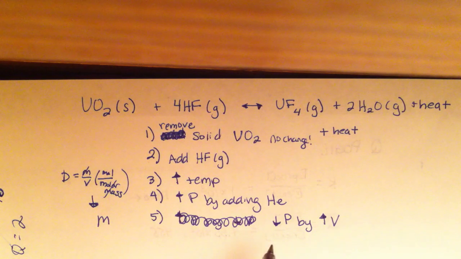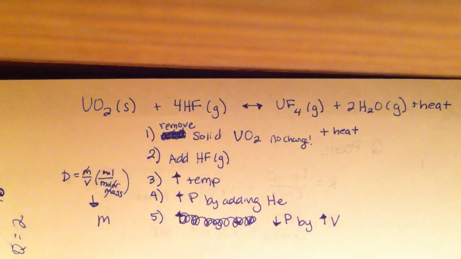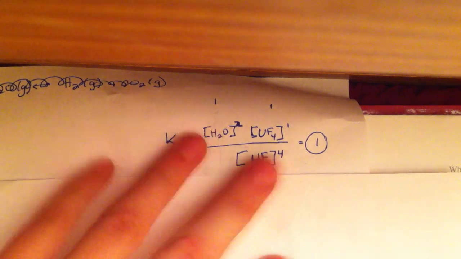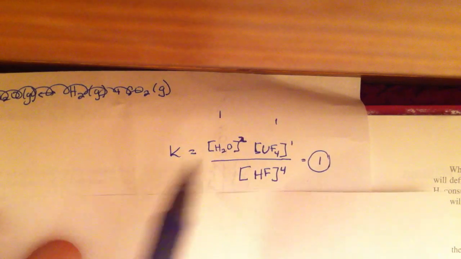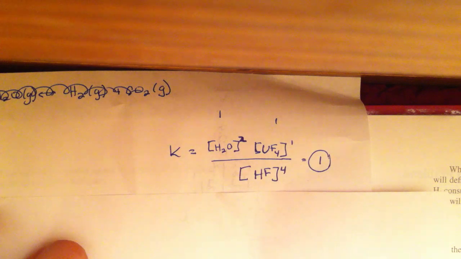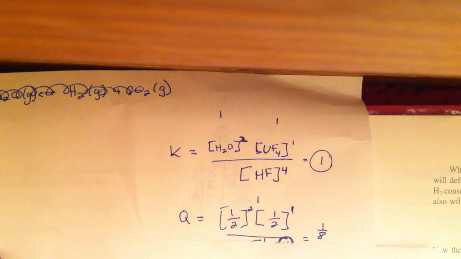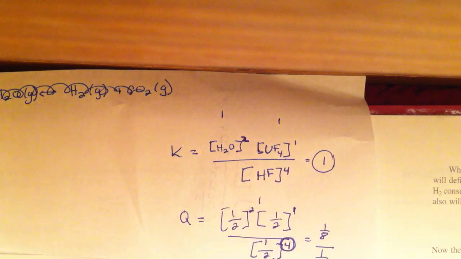And the last change that I have down here is, what if we lower the pressure by increasing the volume? So to help you see this, I made a little fake scenario. Let's pretend that the K for the system is 1. Okay, and that we have 1 mole over 1 liter, and we just get 1 as the K. Okay, now it said we're going to decrease the pressure by increasing the volume. So let's increase the volume to 2.